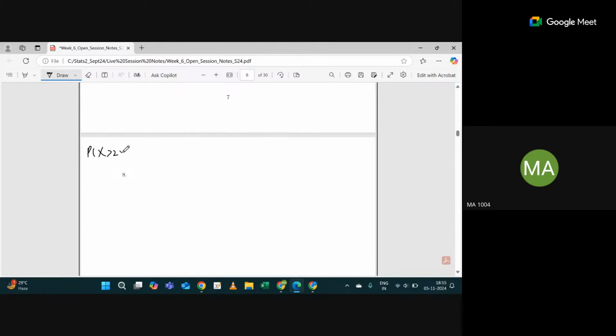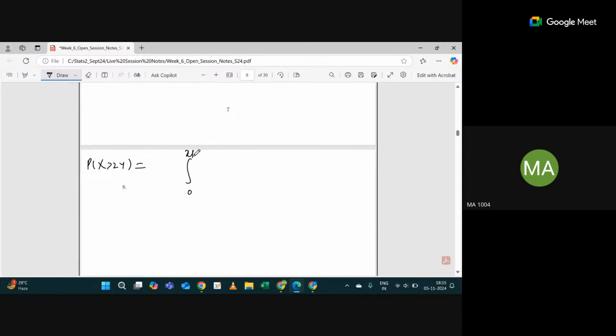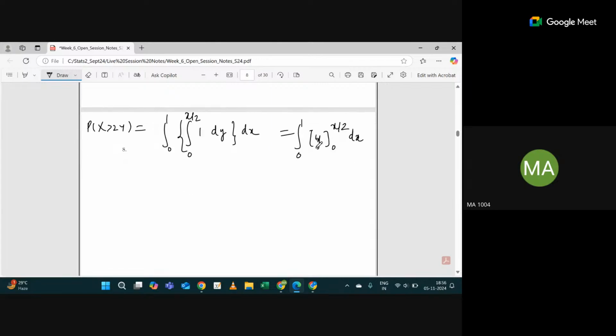So probability x greater than 2y, what are the limits? 0 to x by 2. So 0 to x by 2, f(x,y) was 1, dy and dx from 0 to 1. So you can see 0 to 1, and it will become y from 0 to x by 2, dx.